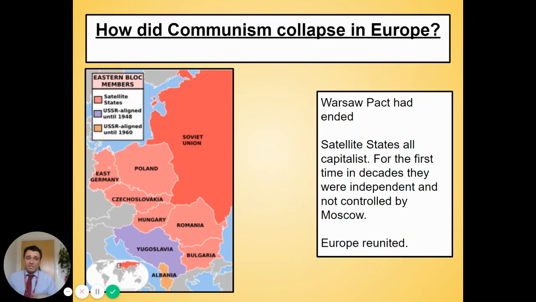But the key part here is the Warsaw Pact had effectively ended. All of the satellite states you see, the countries that are in light pink there, they all turned capitalist. For the first time in decades, they were independent, they were not controlled by Moscow. Europe was reunited.